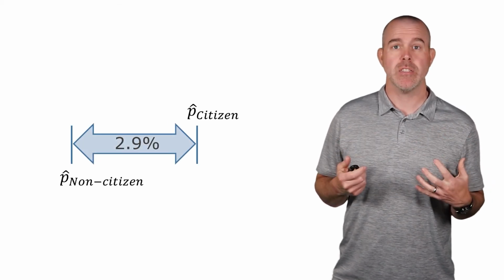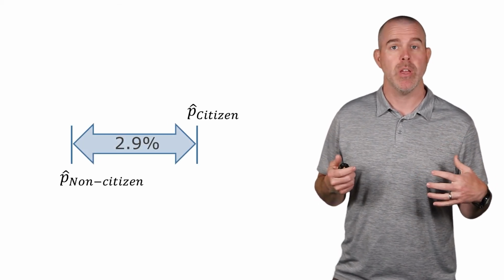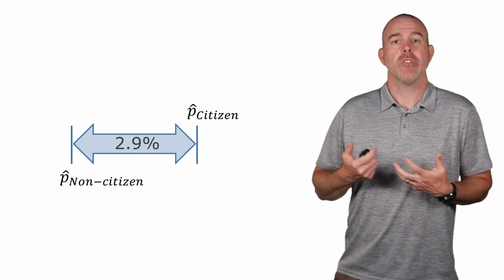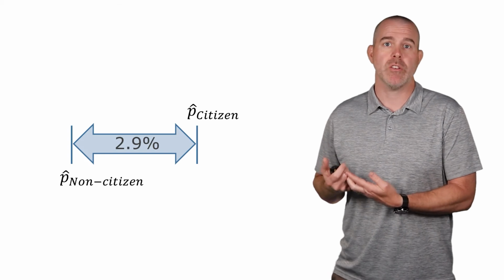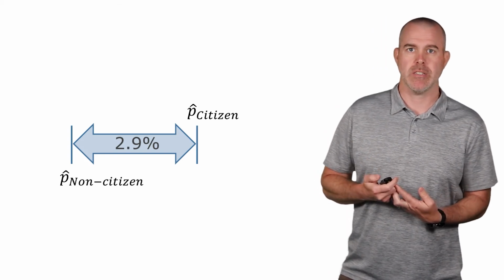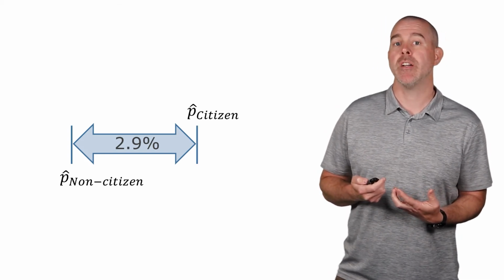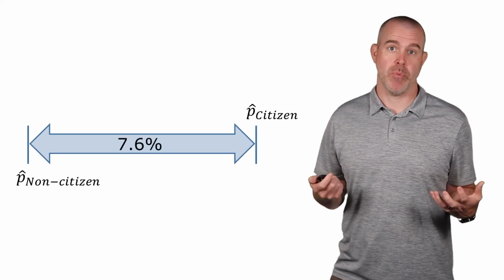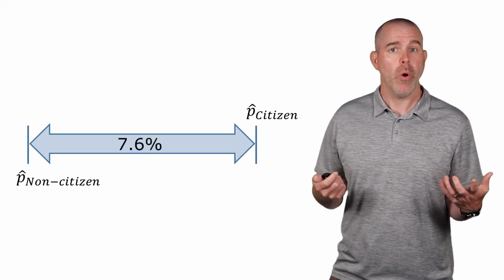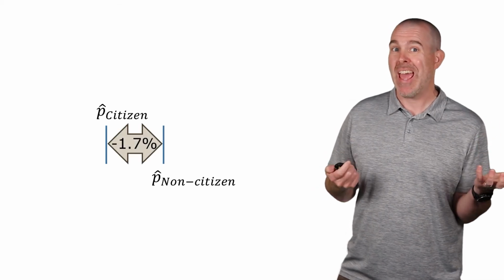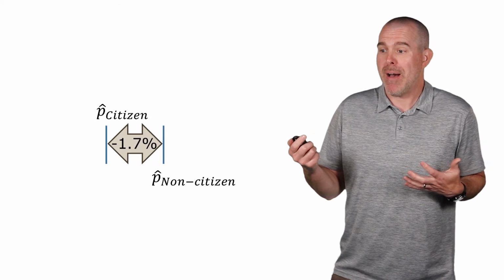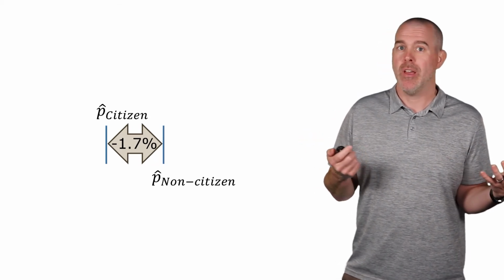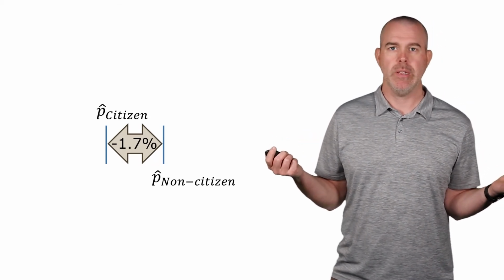So we have 2.9%. Now I defined the citizens to be my first sample. So that means they are ahead. So in our sample proportion, more citizens believe there is racial discrimination than non-citizens. Now our confidence interval says it could be as high as 7.6% difference, or it could actually be a negative proportion. So because it could be positive, could be negative, we can't really say there's a difference between these.